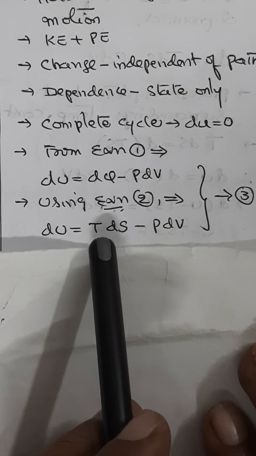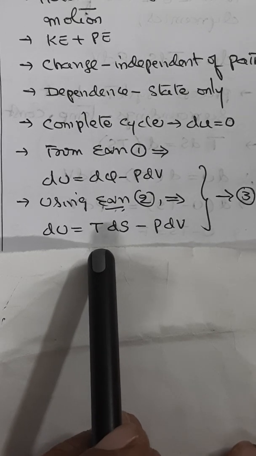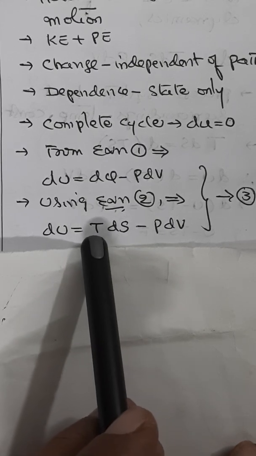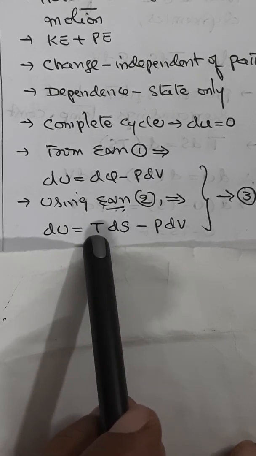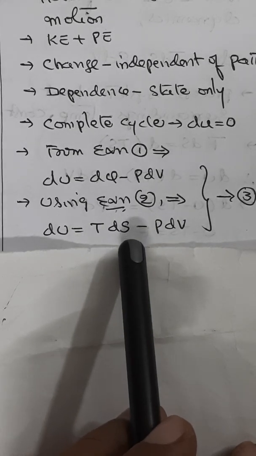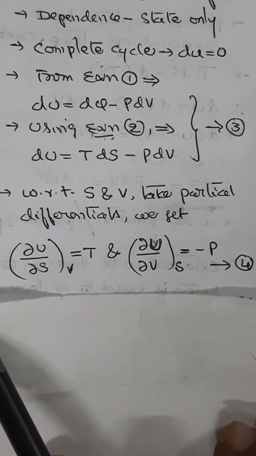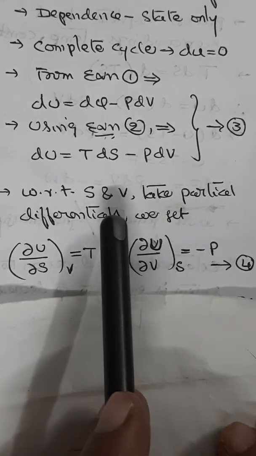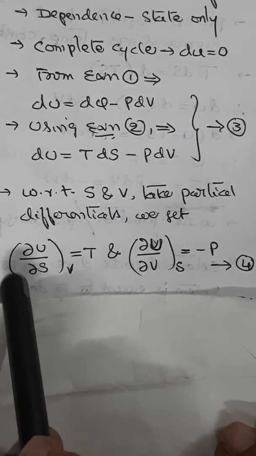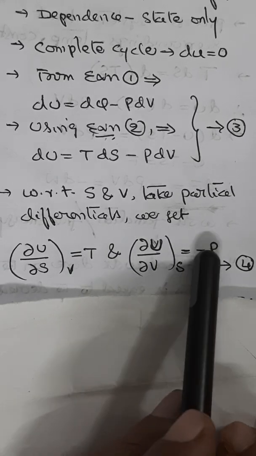Now, with respect to the variables entropy S and volume V, let us take partial differentials of the internal energy. By taking the partial differentials of the internal energy with respect to these two variables, we get dou u by dou s at constant v is nothing but T, and dou u by dou v at constant s equal to minus P.